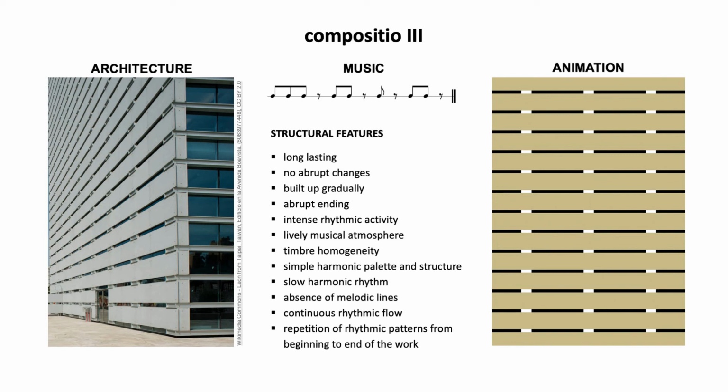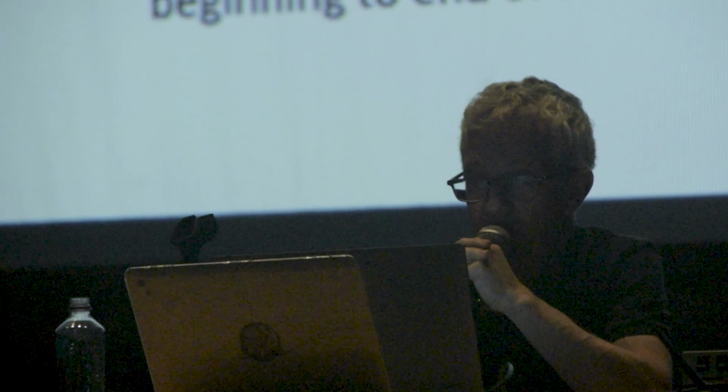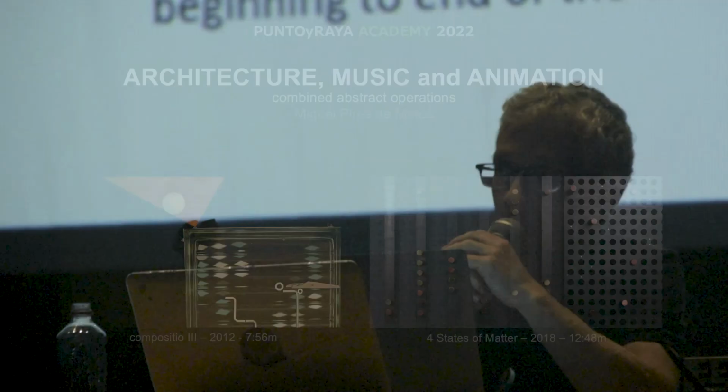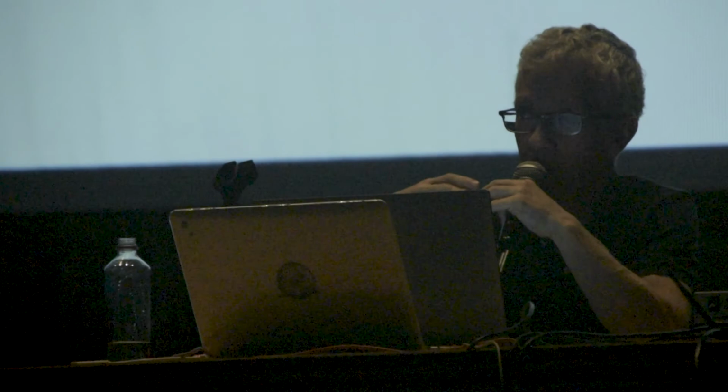There is an intense rhythmic activity and a timbre homogeneity. Simple harmonic palette and structure. So there's a slow harmonic rhythm. The absence of melodic lines. Continuous rhythm flow and the repetition of patterns from the beginning to the end. So that's how we try to mix architecture and music in this animation and do an interpretation. So abstracting concepts, structures, ideas, features from architectural buildings, constructing the music and the sound with minimal music established ideas. And of course, we had the help of the musician, Carlos Caires, to give us ideas.